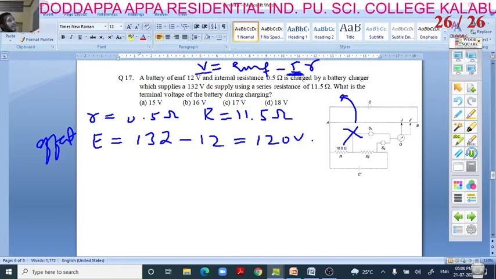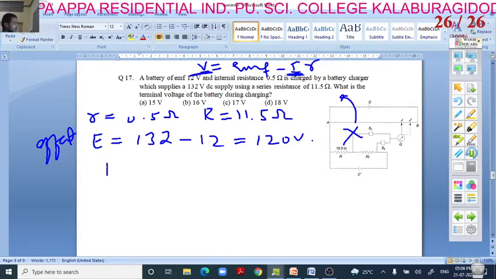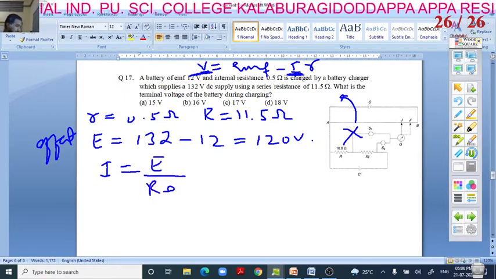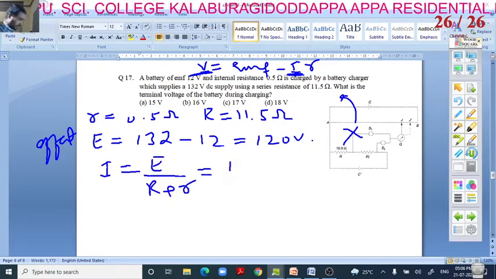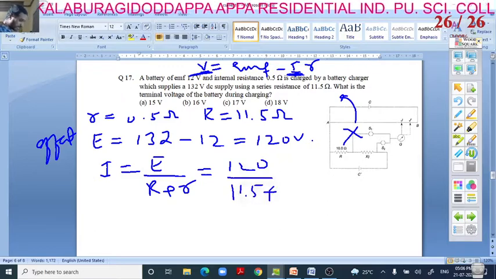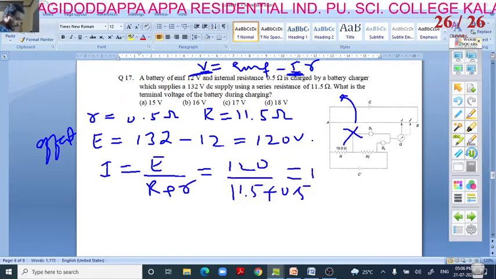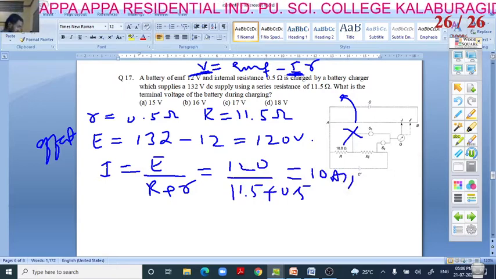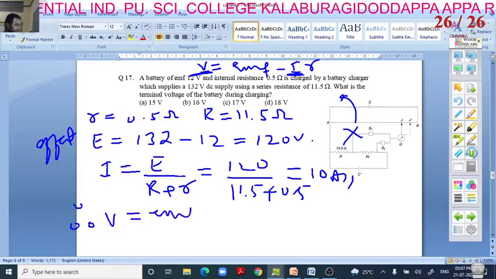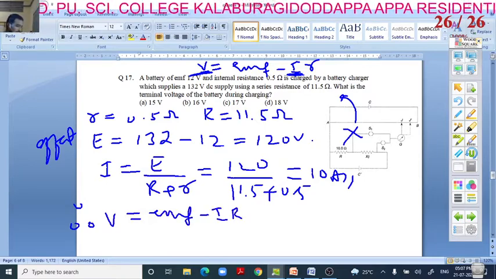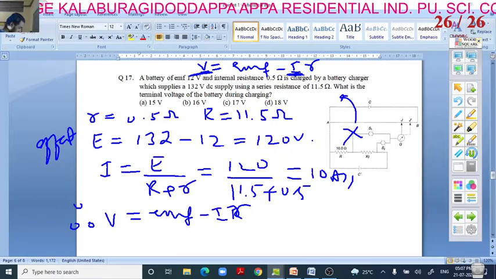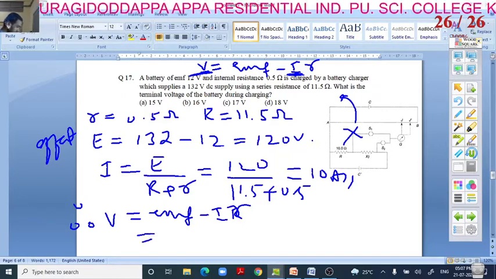To find the terminal voltage, first the current in the circuit: I is equal to E divided by R plus r. With the help of this we get the I value: 120 divided by 11.5 plus 0.5, which gives 10 ampere. Now, terminal voltage V is equal to EMF minus Ir. EMF is equal to 12.